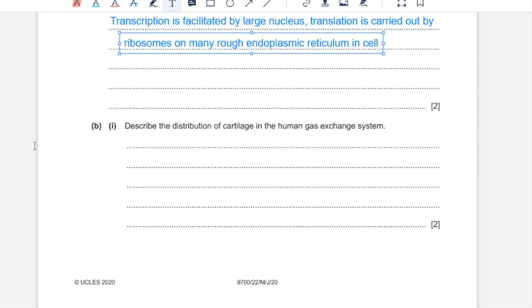B1. Describe the distribution of cartilage in the human gas exchange system. The cartilage are present in the form of C-shaped rings in trachea and in the form of plates in the bronchus, whereas they are absent from bronchioles and alveoli.